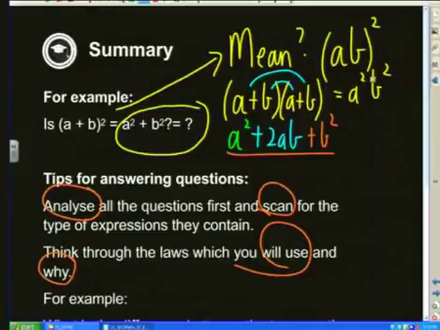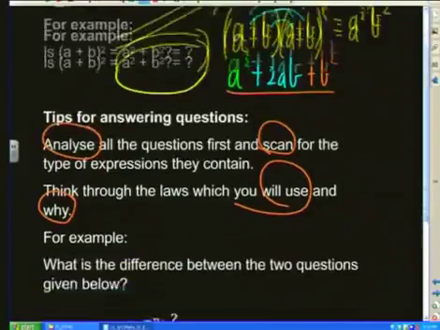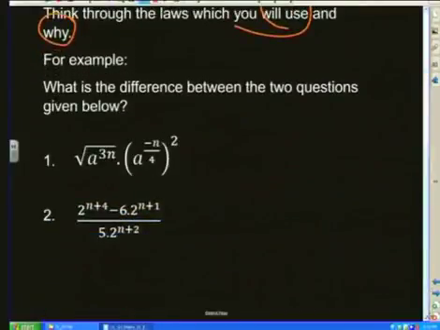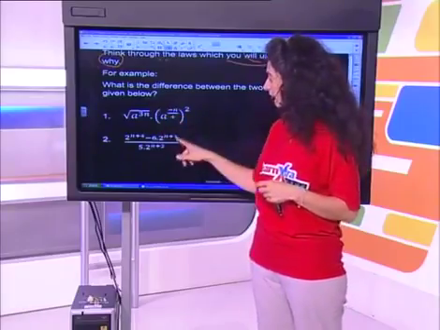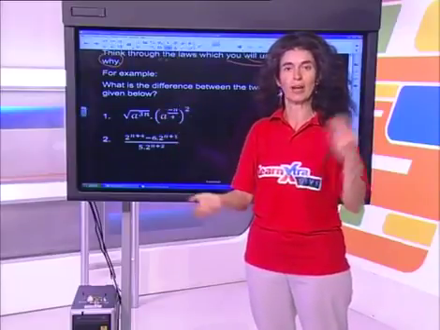So when you're looking at the example that I've just set up, what is the difference between the two questions given below? So have a careful look at what the difference is between the square root of a to the power of 3n times a power all squared versus this question, 2 to the n plus 4 minus 6 times 2 to the n plus 1 divided by 5 times 2 to the n plus 2. So you might say to me, Dina, I can see the difference is one is a product and the other one is a division. So in the one question you're multiplying, the other question you're dividing.